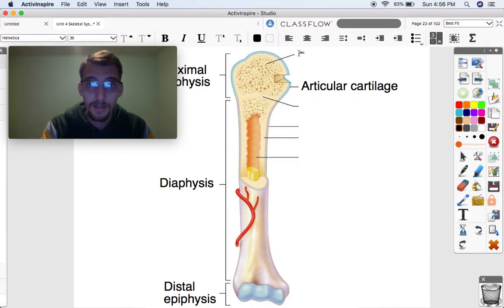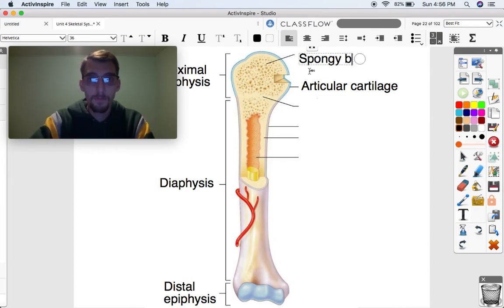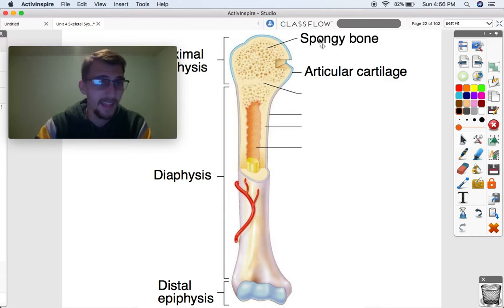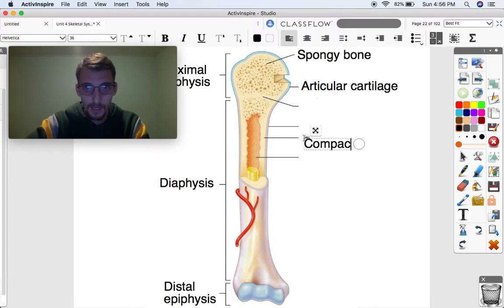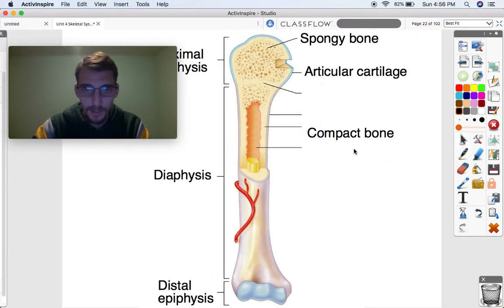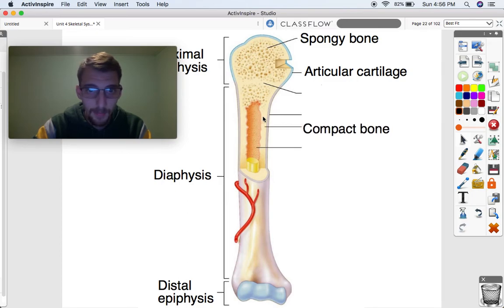Moving on up here, this is our spongy bone. Spongy bone we can find in greater concentrations at the epiphyses and less so in the diaphysis, although you can still find spongy bone in the diaphysis. It's right where we said it was, right deep to the compact bone, which is what we should point out next, isn't it? So right here is the compact bone. As we can see, it is compact. There are no holes in it, and it is superficial to the spongy bone.